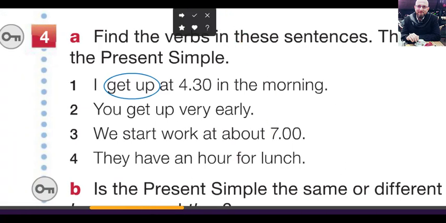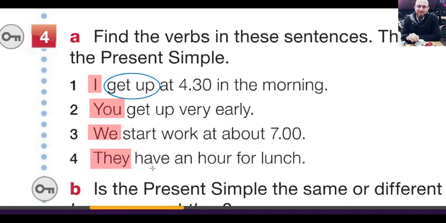Okay, so if you want to write a sentence in present simple, we always start with a subject. Here's the subject. Our grammar today is only about I, you, we, and they. We have other subject pronouns like he, she, it, but there is different grammar for them. So we always start with the subject. After that we write the verb. Where's the verb here? Here's get up, and again get up, here start, and here have.